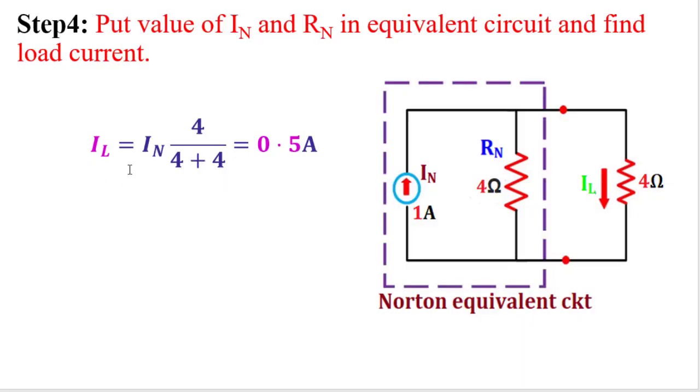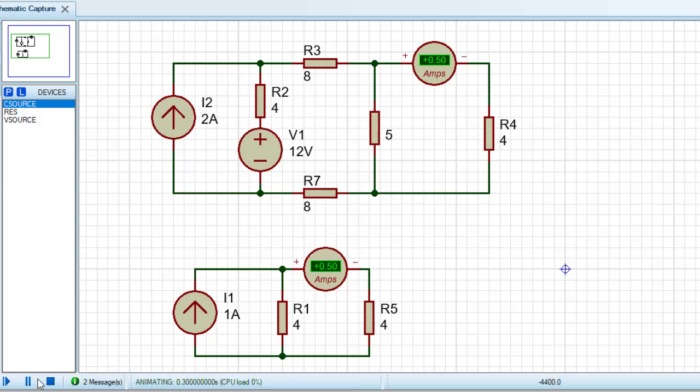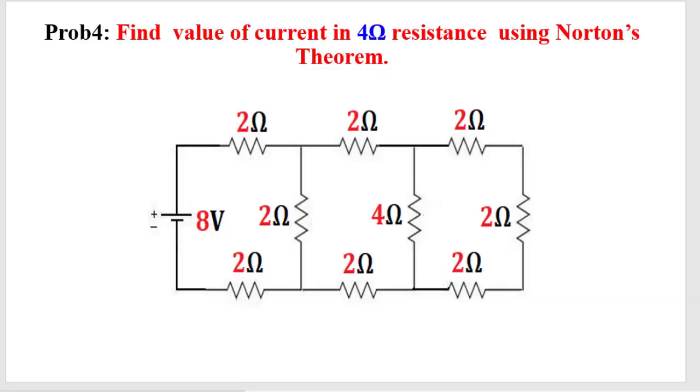What output did we get? We got IL, the load current, as 0.5. Running the simulation, see the output. Here it is showing 0.5 ampere. So I have solved the problem perfectly.